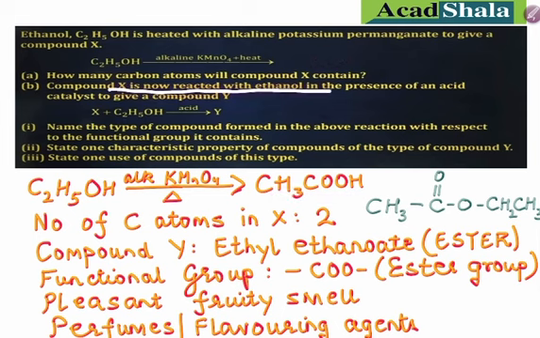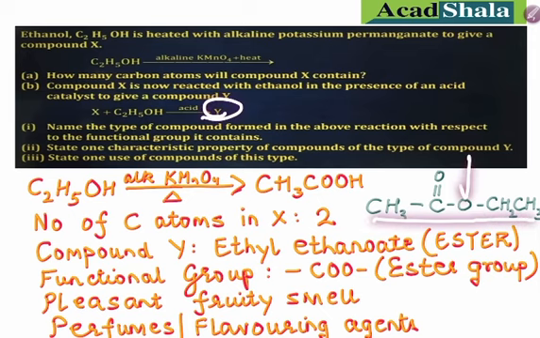Compound X is now reacted with ethanol in the presence of an acid catalyst to give a compound Y. Now we have to complete this second equation also. So the X product which we have found, that is CH3COOH, I will put it over here, and it will react with ethanol in the presence of an acid, and compound Y will be formed. And we know it very well. After the reaction of these two reactants, we get the product which is known as ester. Right, children? Which is also known as ethyl ethanoate, and its formula is CH3COOC2H5. So compound Y also we have come to know.